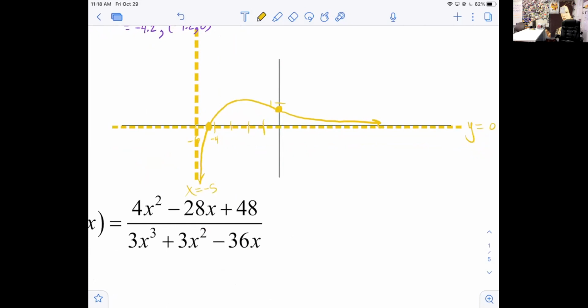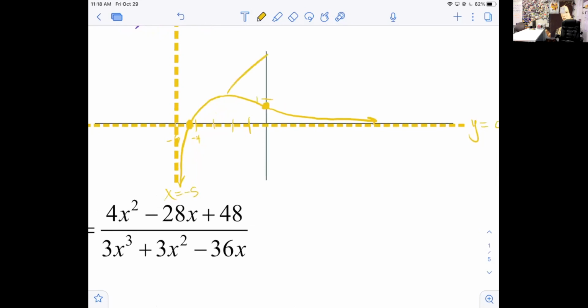I mean, what else could it do, right? It could go up higher. It certainly could go up higher, but I do know that it's continuous everywhere except -5. So if it goes up higher, that's fine. It still has to come back down, pass through 0, 1, and then approach 0, okay? Now, here's the deal. If we knew a little bit more math, we could find this y value.